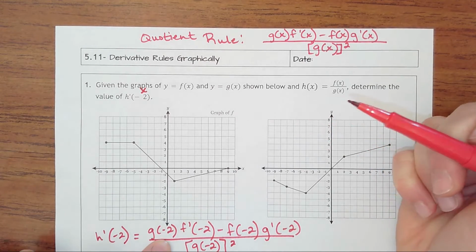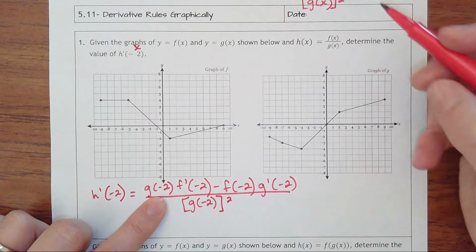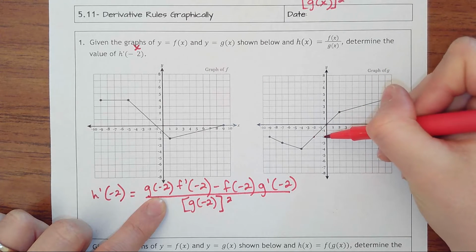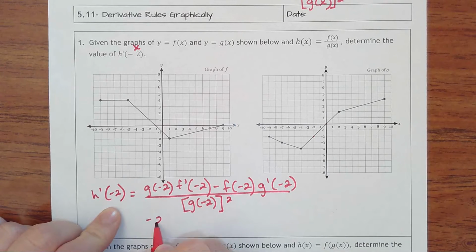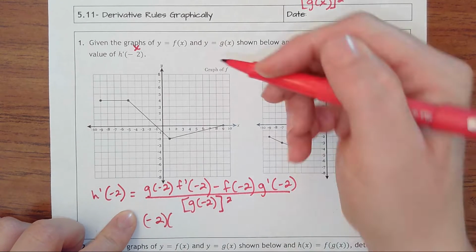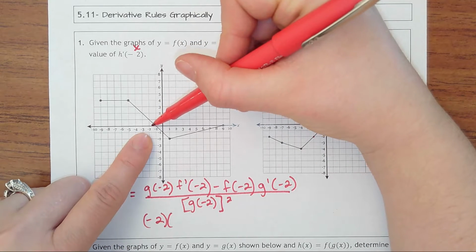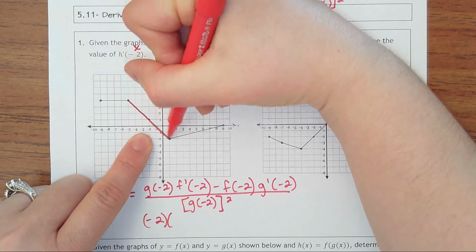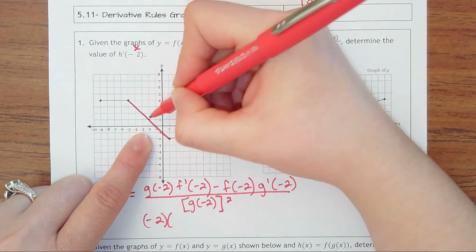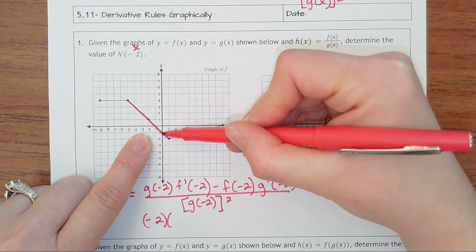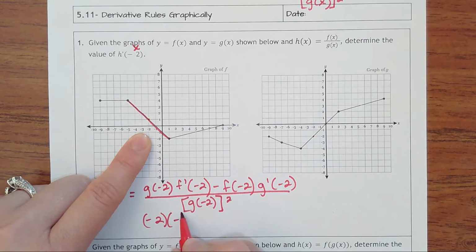Okay, g of -2, that's just the ordered pair. So on this g function at x is -2, I have an ordered pair there. The y is -2. So that times the derivative at -2. That means the slope here. The slope here is on this linear piece. So just pick one point and find the rise over run. Looks like I'm going down a box, right a box, down a box, right a box. That'd be a -1 slope.